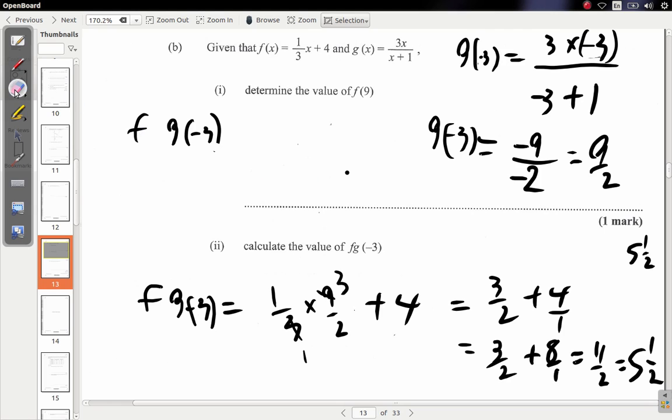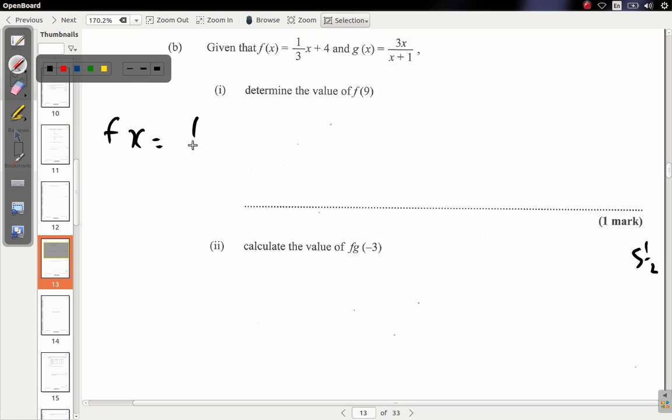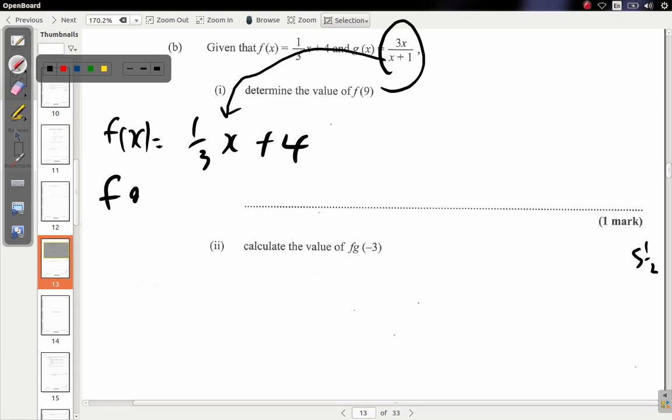And the next way you could have considered it too: the answer is 5 and a half. Let me put back the 5 and a half here. So the next way you could have considered it is to put g in f. If you put g in f, you have f of x equal 1/3 x plus 4. So you put g right here where the x is in f. So f of g of x is going to be 1/3 times the whole of this, 3x over x plus 1.